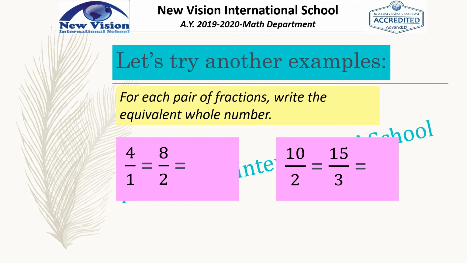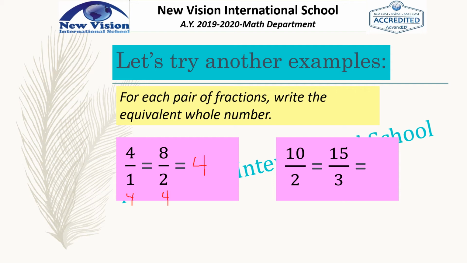Okay, so we have here the first fraction. The first fraction is 4/1. So 4 divided by 1 is 4. And the next fraction is 8/2, or 8 halves, which means 8 divided by 2. What's the answer? The answer is 4. Thus, the equivalent whole number for these two fractions is 4. Did you get it? Good.